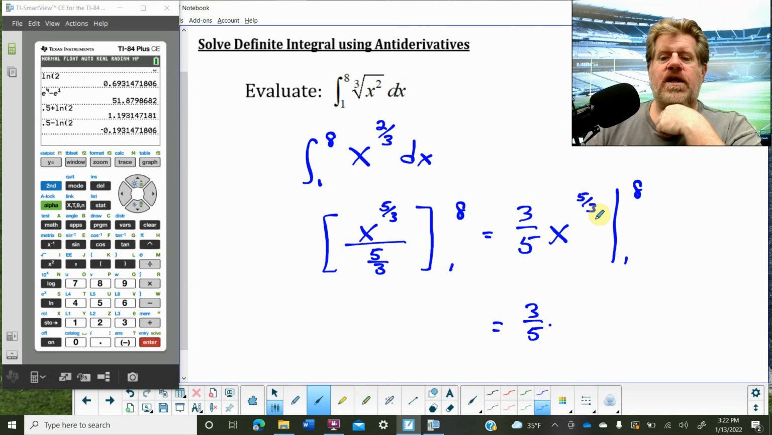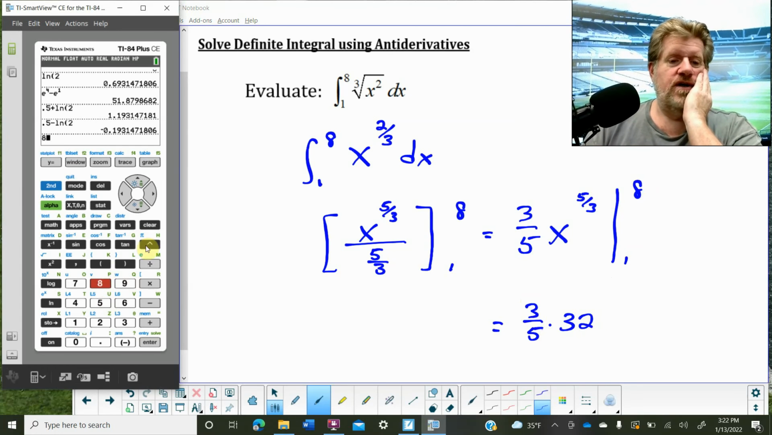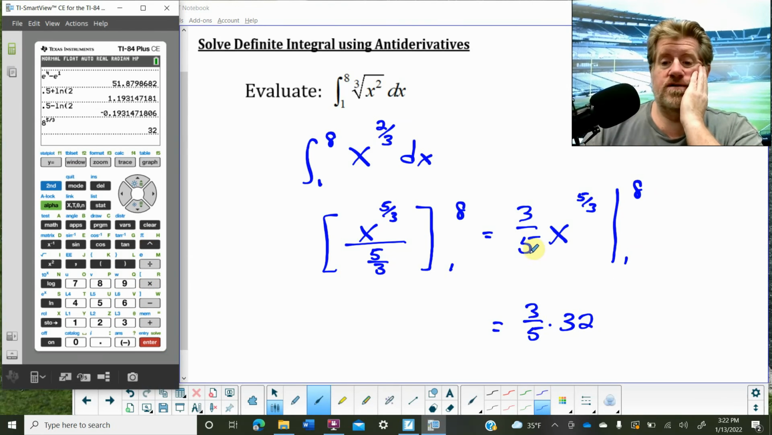Now don't worry about 8 to the 5/3. You don't even need a calculator for it. Because the 1/3 means the cube root. So the cube root of 8 is 2. And 2 to the 5th is 32. So if you felt like it, you could always put in 8 to the 5/3 if you felt so inclined. You would see that 32 is the right answer. Minus, now I'm going to plug in 1.